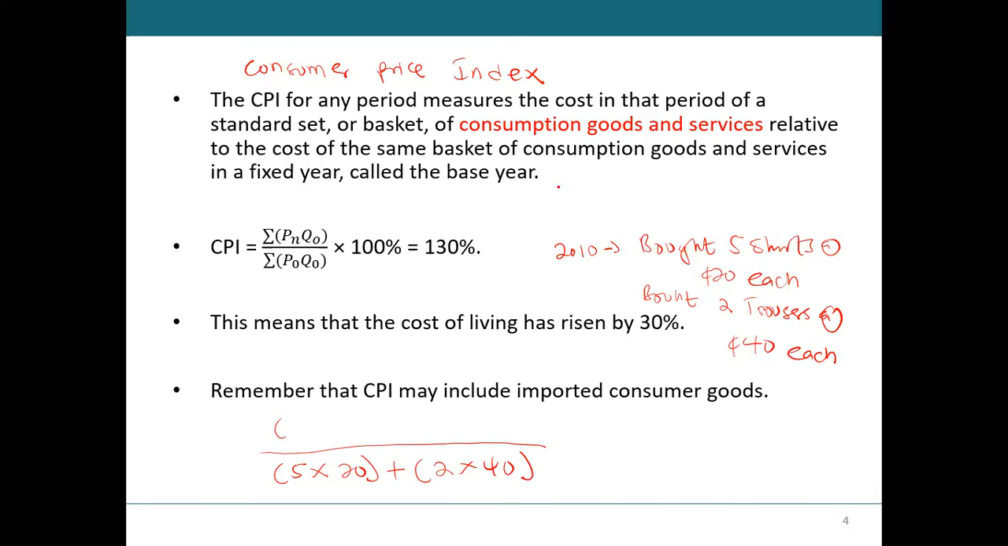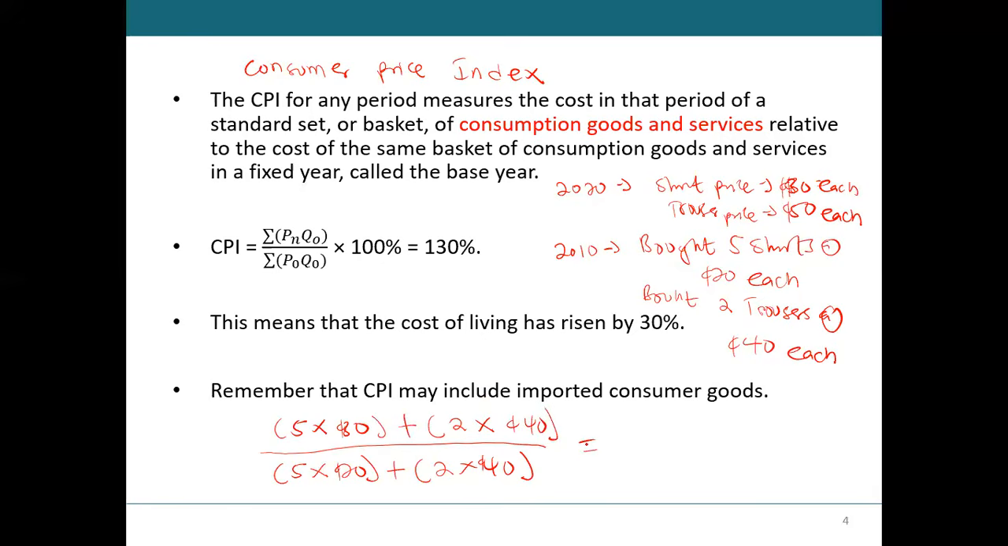Now, let's assume that in 2020, the shirt price is now 30 cedis. And then the trouser price is now, let's say, 50 cedis each. So the implication here is that if you want to look at the amount of money you would have spent on the same 5 shirts and the same 2 trousers in 2020, it will be 5 shirts times 30 cedis now, okay, plus 2 trousers times 50 cedis now.